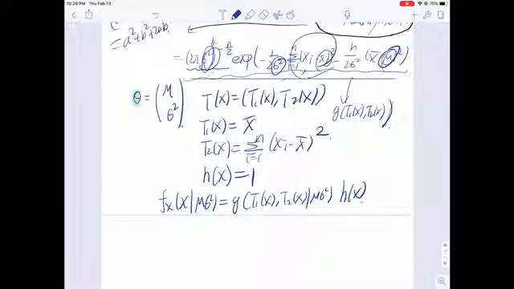To summarize this video, we first provided a proof for the factorization theorem. Then we applied the factorization theorem to three different problems. One is the Bernoulli distribution, one is the uniform distribution, and the last one is the normal distribution.